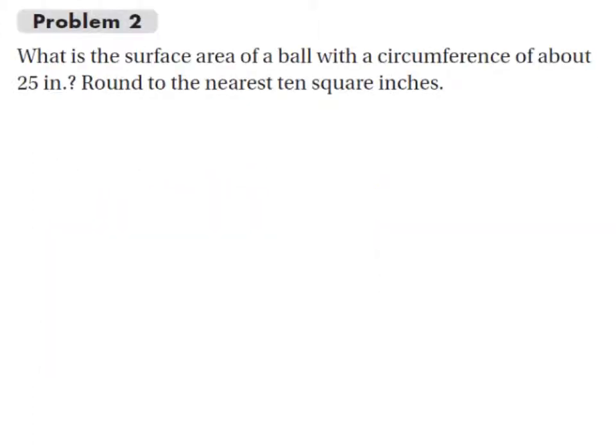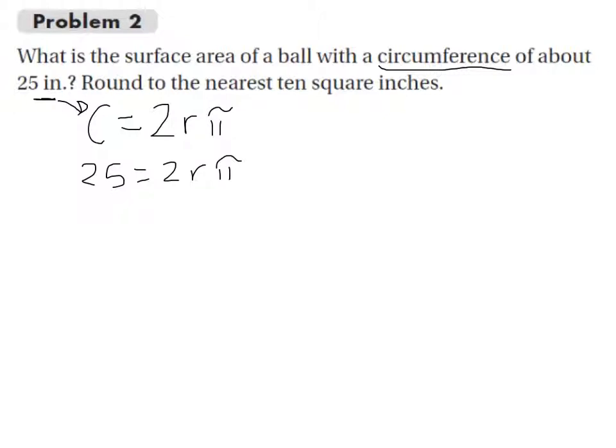Now this problem is a little bit different. I'm still looking for the surface area. However, in the problem, it's giving me the circumference is equal to this. Now you would have to know that the circumference is equal to 2 times radius times pi, because all I really need to know in this problem is what my r is equal to. So that's why I chose the 2 times radius times pi. It's telling me that C is equal to 25. So now I'm going to replace C with 25, and I'm going to solve for r.